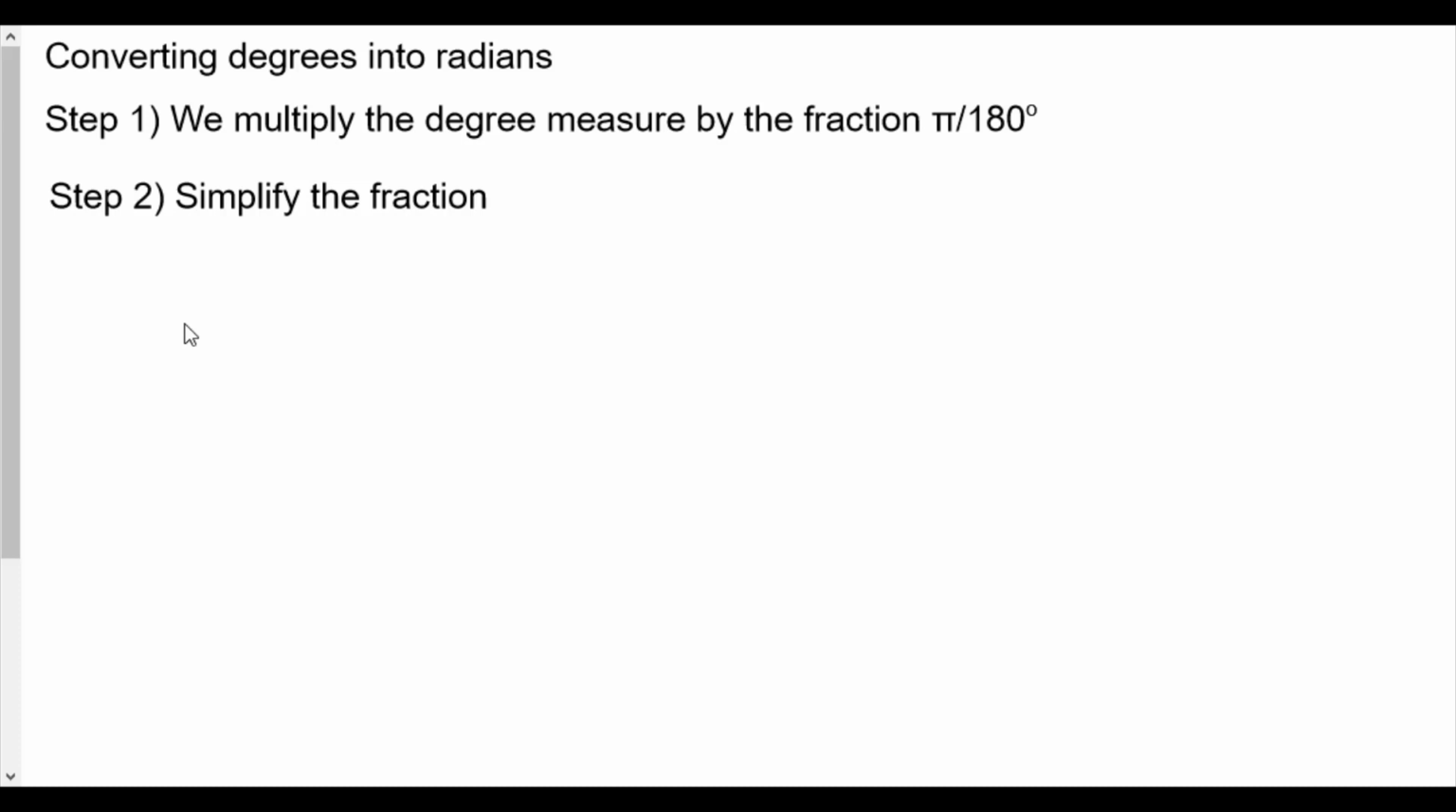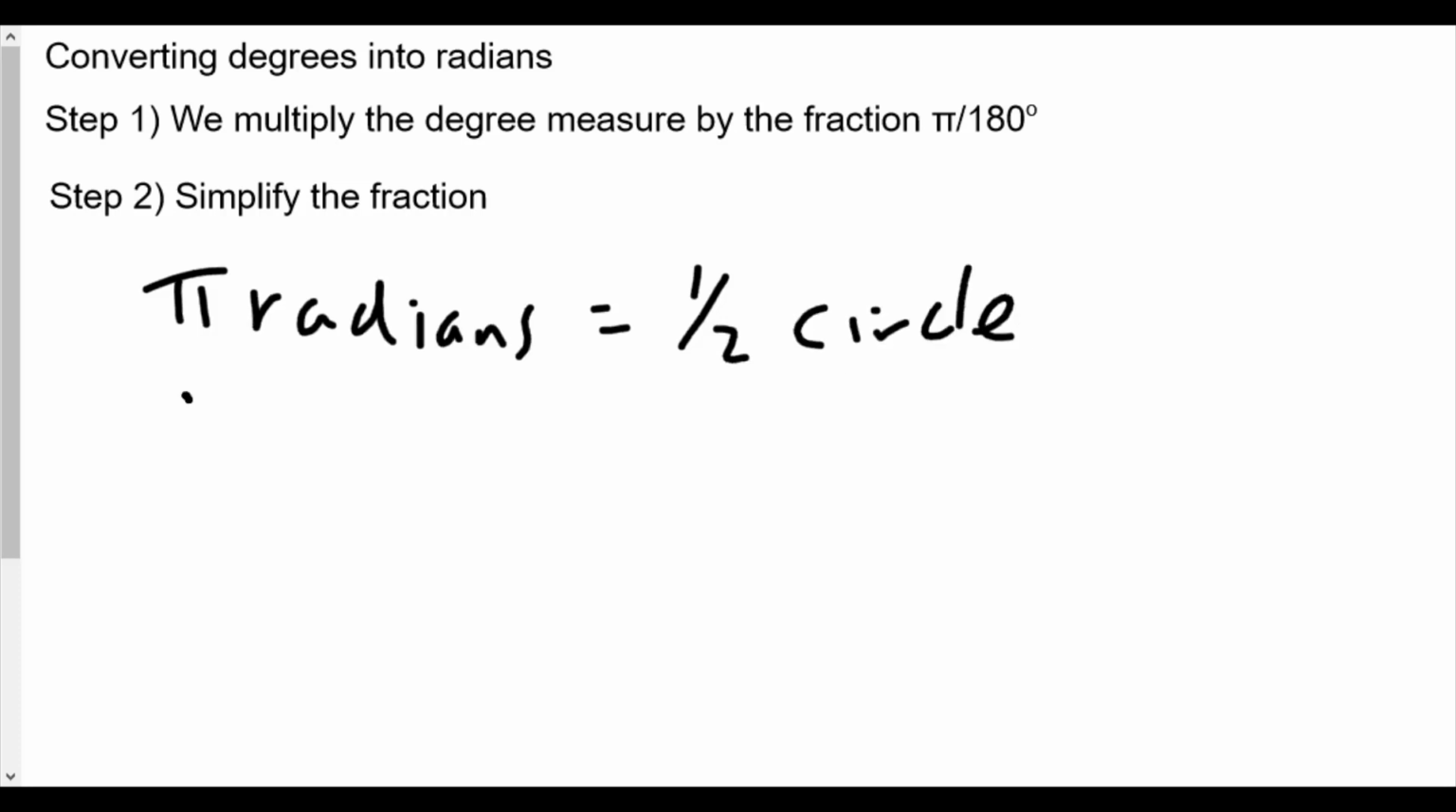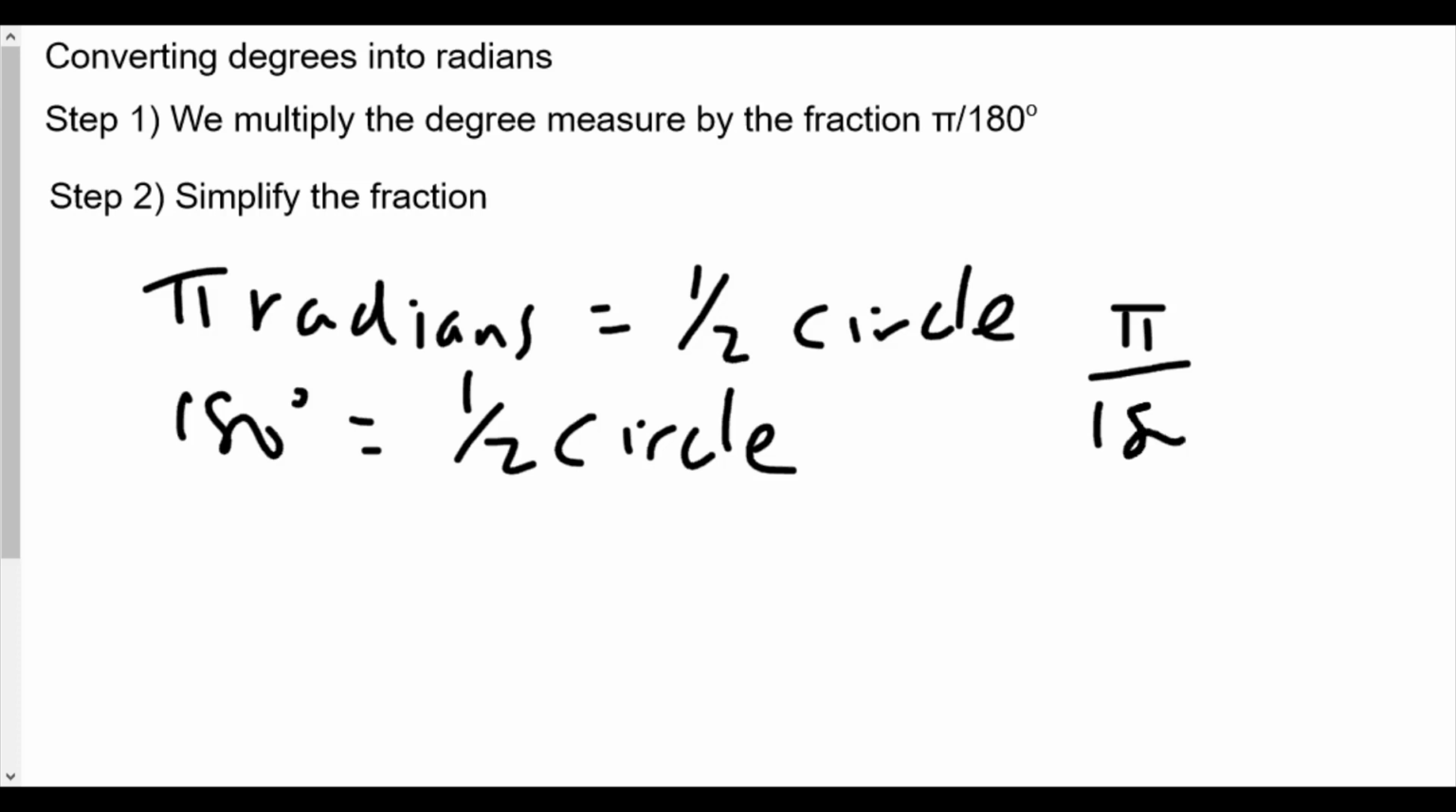And the reason is this: 2 pi radians represents the whole circle, and 360 degrees represents a whole circle. So we simplify pi over 180 as the same value. Pi radians is equal to half a circle, and 180 degrees equals half of the circle. Therefore, pi over 180 is equal to 1, the same exact value.